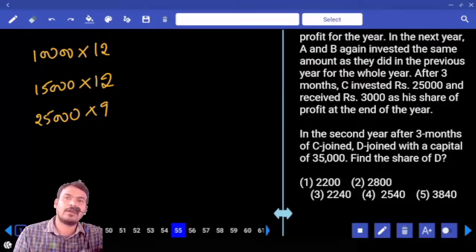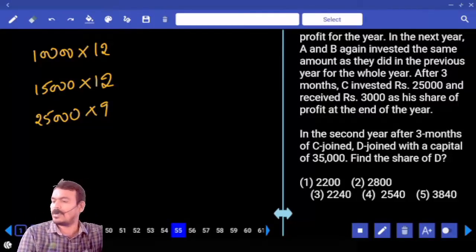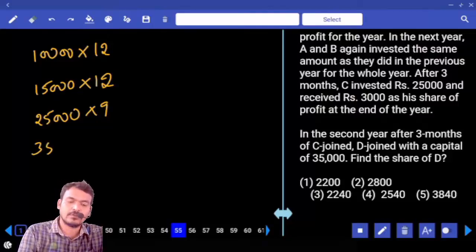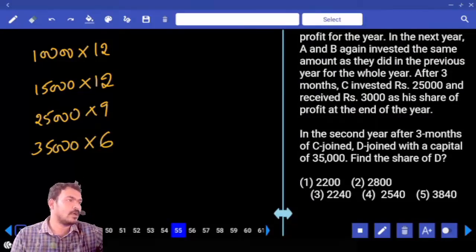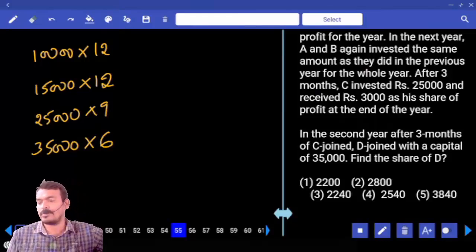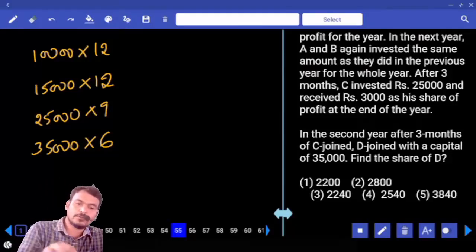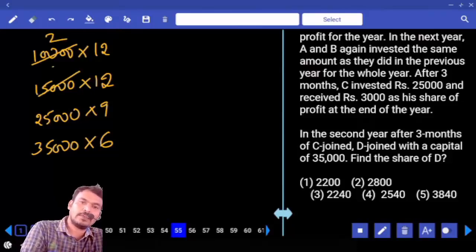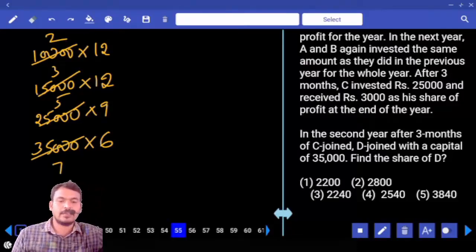Nothing, but D's capital is used for the last 6 months or the first 6 months? Last 6 months. What is D's investment? 35,000. Used for how many months? 6 months. Okay. Are we getting the profit ratio of 4% or only 1%? 4%. 5 2s, 5 3s, 5 times 5, 7 times, or not?